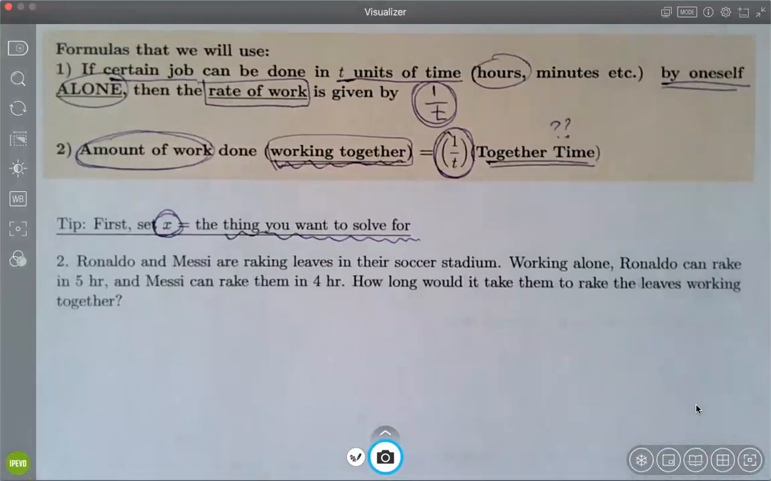So there are two boys, Ronaldo and Messi. Okay, now if you are a soccer fan, you immediately notice who they are. They're just two most popular, and I guess two nearly like one of the best soccer players in the history. But they're not friends, unfortunately. They are just rivals. Anyways, so what they are doing is not playing soccer, but they are raking leaves in their soccer stadium.